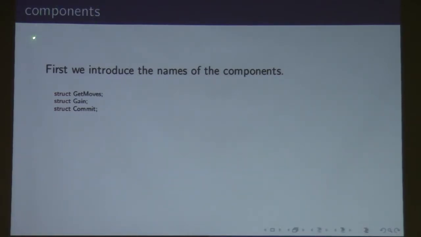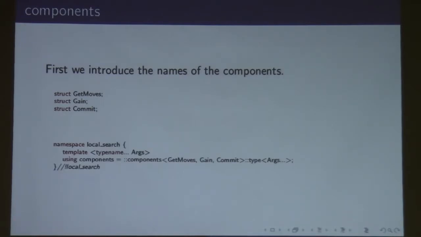Now it's components, not in local search. This is just a generic solution, and I'm going to show you how to use it. First of all, you need to introduce the names of the components. So here, these are three names: get moves, gain, and commit. And later on, we just need to write this first strange line, and you're done. That's all you have to do to use these components.